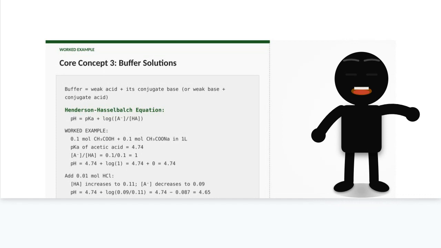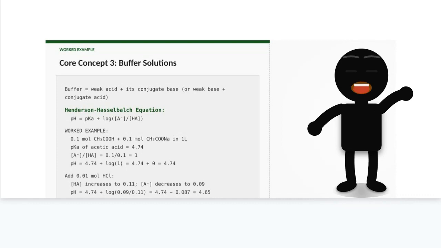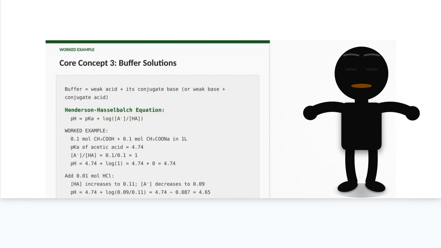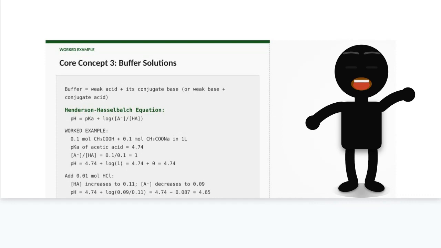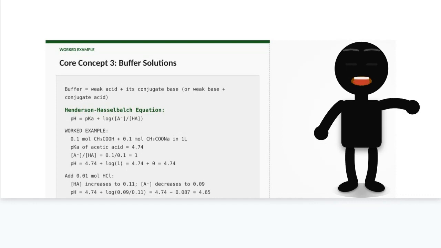In our worked example, an equimolar acetate buffer has pH 4.74. When we add a small amount of hydrochloric acid, the acetate ion absorbs the added protons, the ratio shifts slightly, and pH changes by only 0.09 units instead of the large drop that would occur without a buffer. Blood uses bicarbonate as its buffer. H2CO3 and HCO3 minus maintain pH between 7.35 and 7.45.